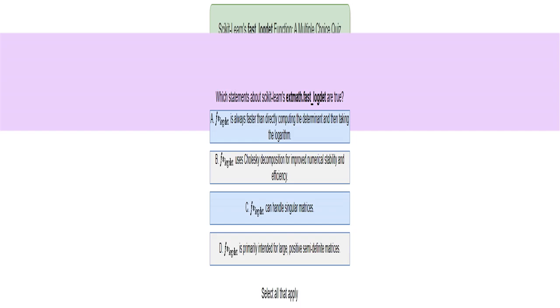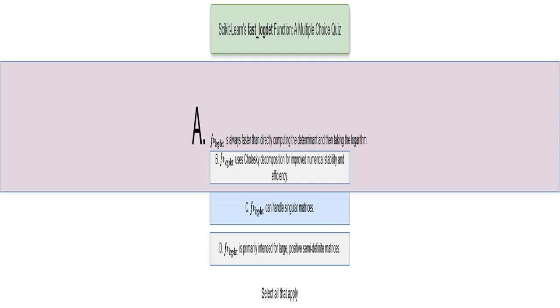This line presents the core quiz question. The quiz will evaluate your understanding of the extmath fast_logdet function's capabilities and limitations. The question asks to identify true statements from a list of options related to the behavior and performance characteristics of the function. Option A claims that fast_logdet is always faster than a naive approach which involves directly computing the determinant and then applying the logarithm. Is this always true? The question prompts us to consider scenarios where the efficiency might vary due to factors like matrix size, structure, and the underlying linear algebra implementation.